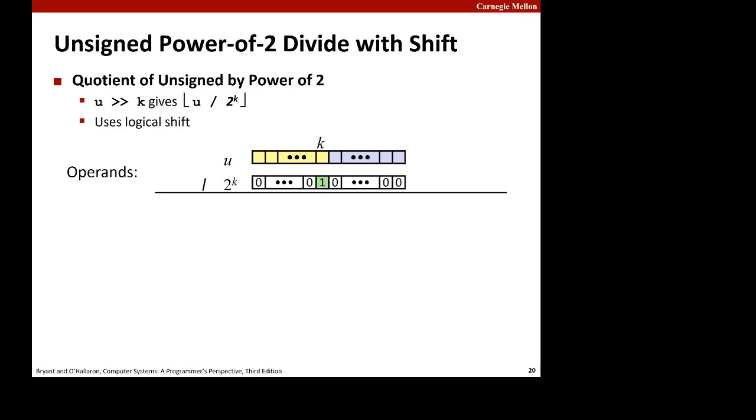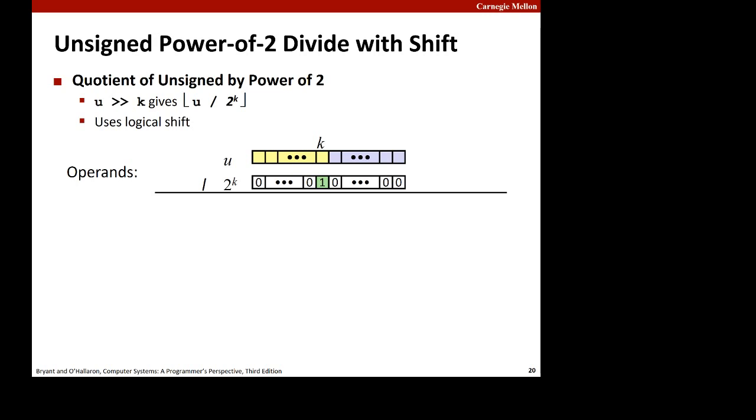So here's another trick that's kind of an interesting one, and if you like this kind of stuff, it's actually very useful too. If you want to divide by a power of 2, you can do that by shifting as well. For the unsigned case, it's very straightforward. If you want to divide by 2 to the k, you just shift the number right by k bits.